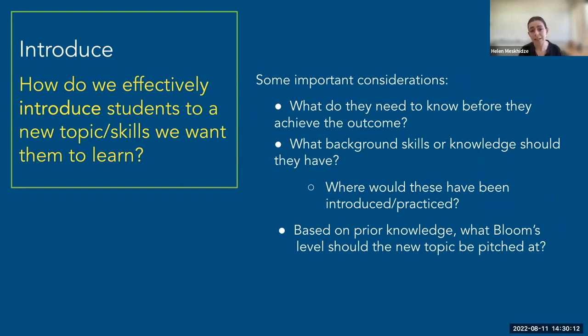Okay, and then finally, a similar question is, based on this prior knowledge, what level of Bloom's taxonomy should you pitch this new topic at? So if they have baseline factual knowledge, you can move to a higher level. But maybe they don't even have that, and so you'll stick to a lower level of Bloom's taxonomy when you're introducing this new concept or skill.